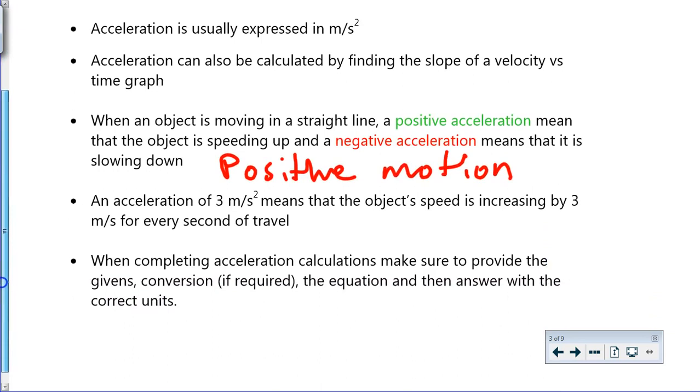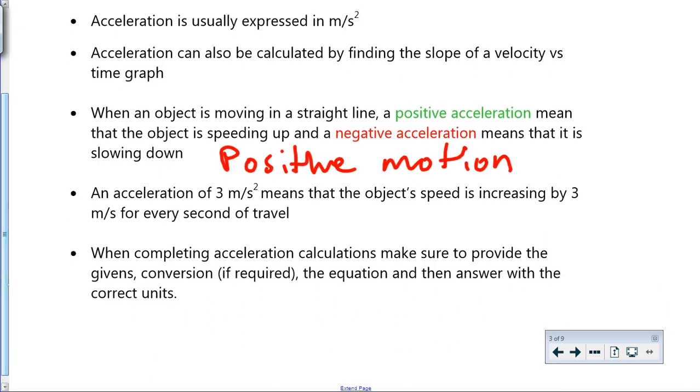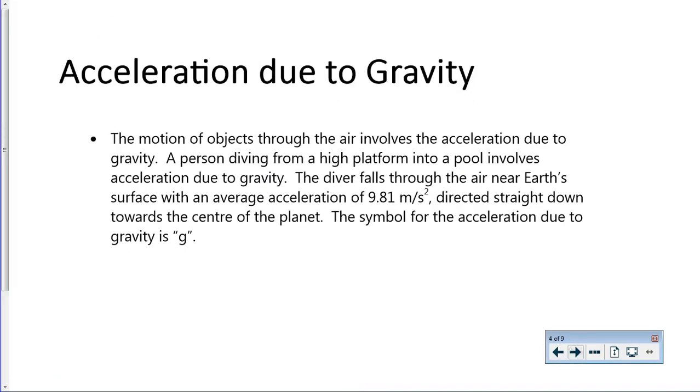The other part here, guys, when we talk about it numerically, is that 3 meters per second squared does mean that you're increasing by 3 meters per second every 1 second. So after 1 second, starting at 0, you would go up to 3. The next one you would go up to 6. When completing your calculations, be very, very careful. This is the tricky one.